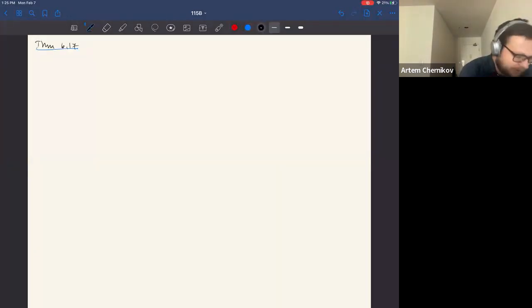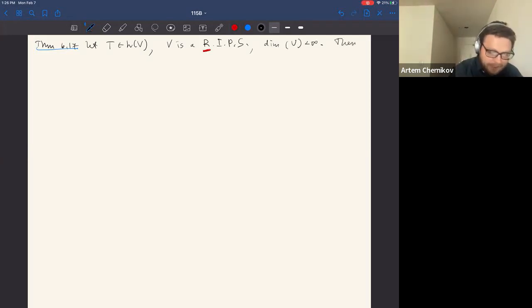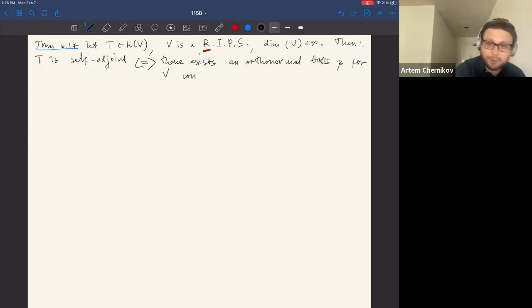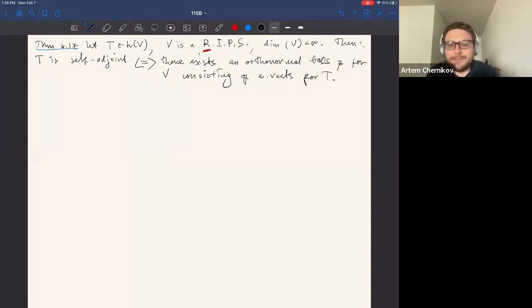Okay. So the situation is, assume T is a linear operator on V, where V is a real inner product space. Real is important here. And we assume, as usual, that the dimension of our inner product space is finite. Then we have the equivalence: T is self-adjoint if and only if there exists an orthonormal basis beta for V consisting of eigenvectors for T. So we get again the desired equivalence in this theorem.